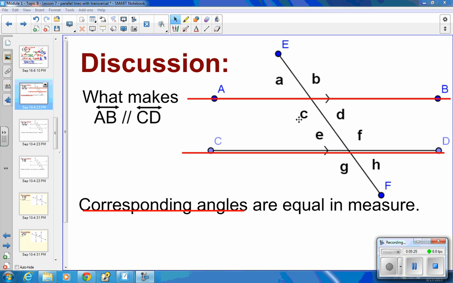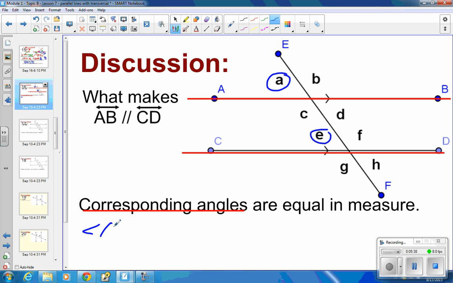So corresponding angles, that's whenever you pick them up and you slide them over and drop them down. So that means that this angle A right here would correspond to this angle E. If you slid A down, it would land right on E. So angle A would be congruent, or the same measure, as angle E.